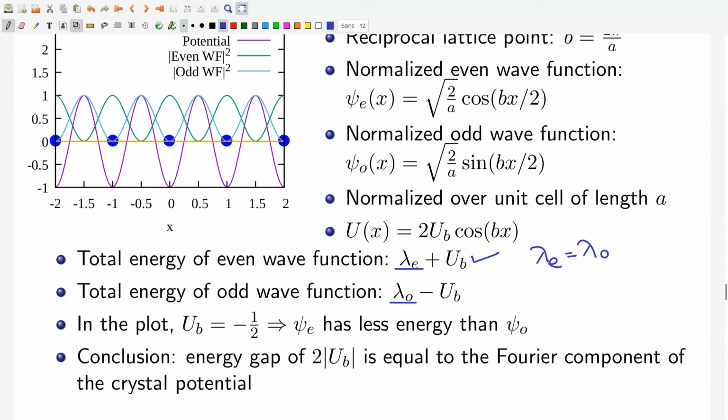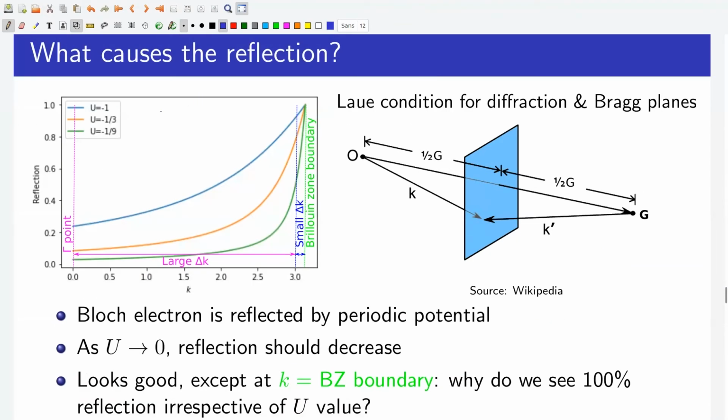In the plot, I have used UB equals minus half, which implies that the even wave function has less energy than the odd wave function. Subtracting the energy of the even and odd wave function, we get the band gap to be equal to 2 times mod of UB. Thus, band gap is equal to the Fourier component of the crystal potential. Let us try to understand what causes the reflection.